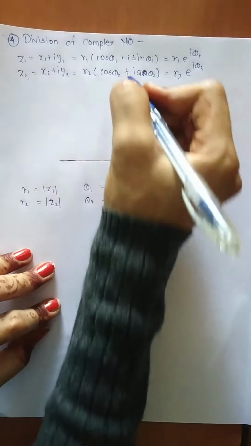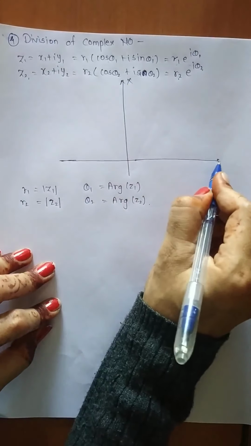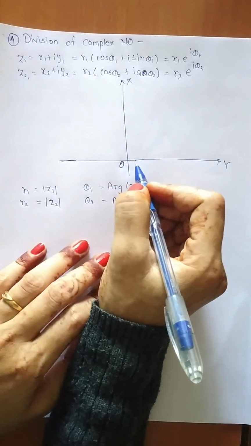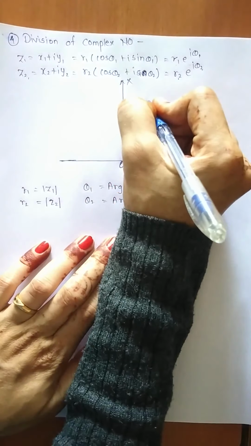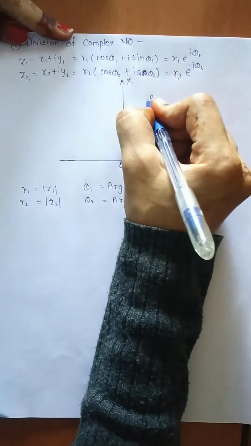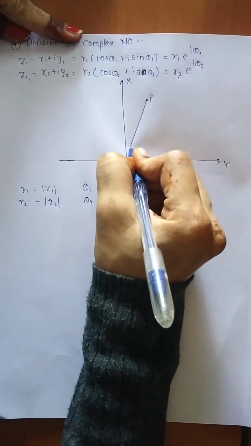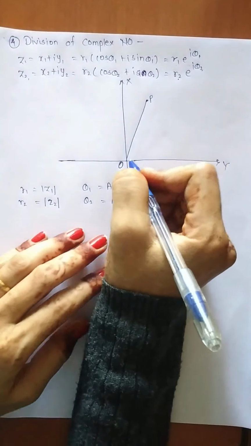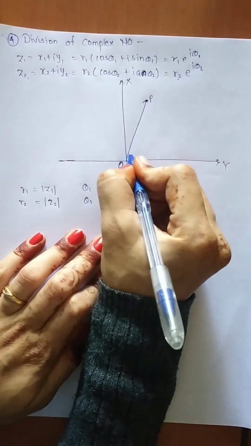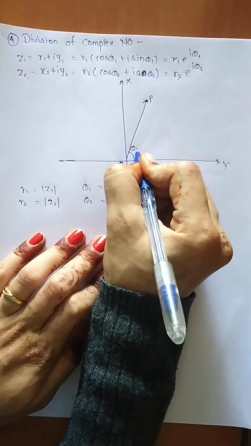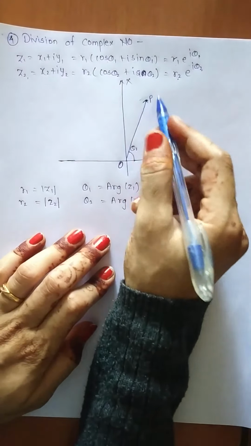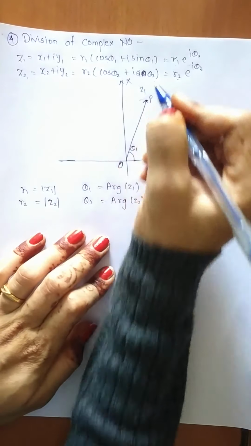Now let me take this as our origin. Let me take point P over here, and the line joining point O and P will represent the position vector for point P. Then this will make angle theta 1 with the real axis, okay, and this whole geometry will represent z1.